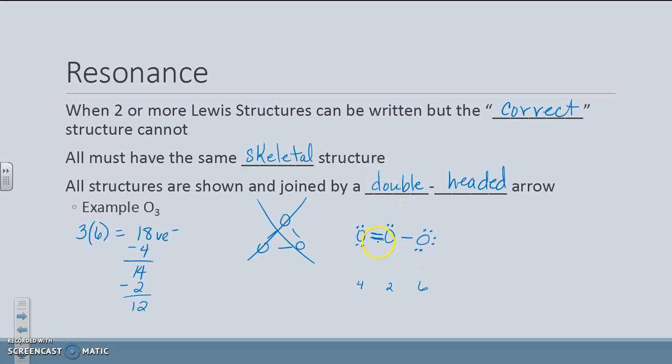However, this isn't the only possible structure that we could have, correct? We could also have, some of you may have done it like this.